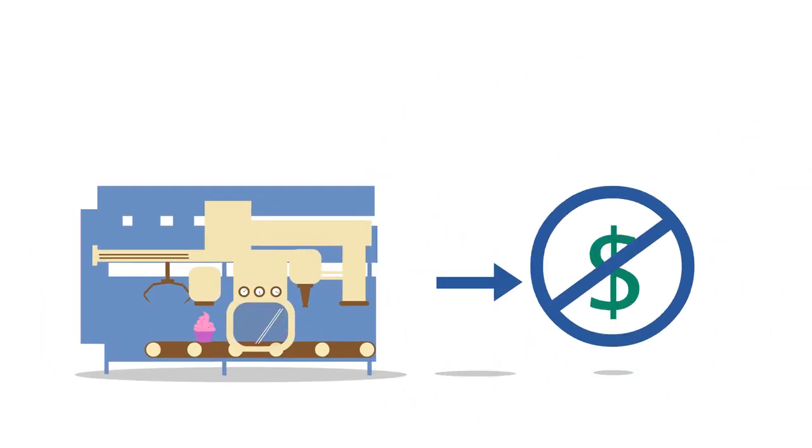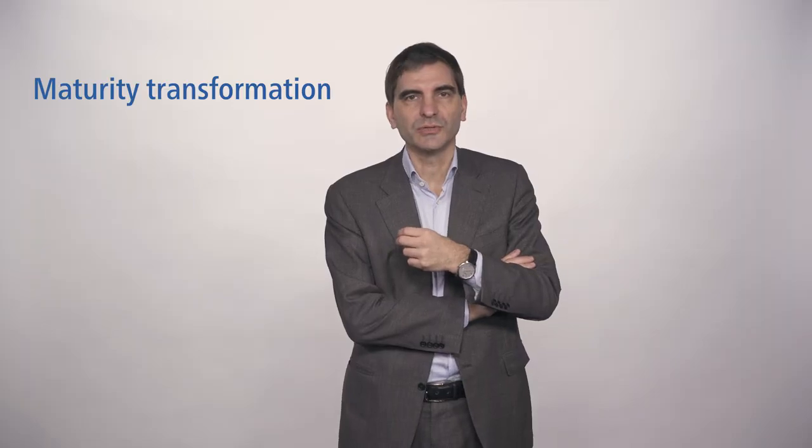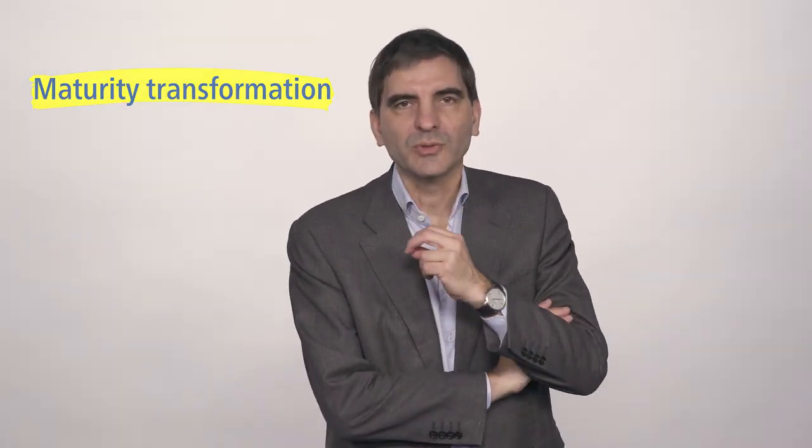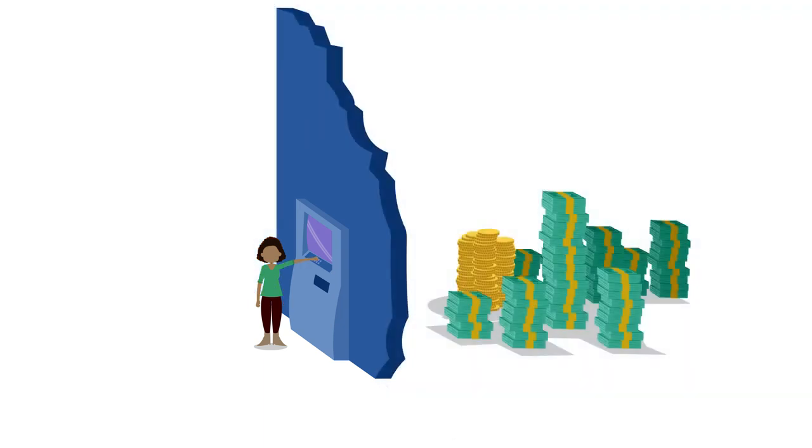Banks use the deposits of many savers as a basis for loans to individuals or to companies. This practice of coordinating the different time frames of borrowers and savers is called maturity transformation. This is the major economic benefit of having banks. This is possible because on a regular day, only a small portion of the money deposited is withdrawn.